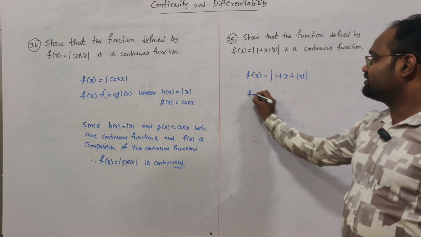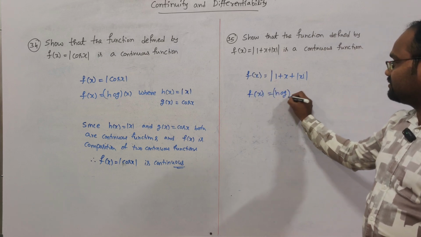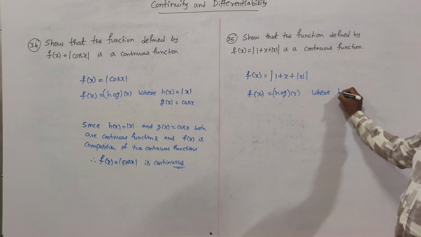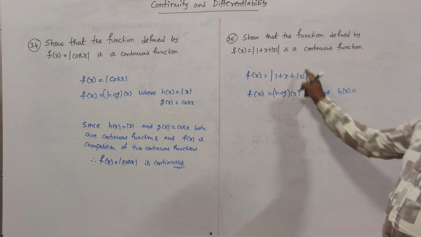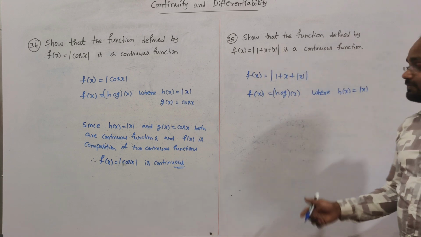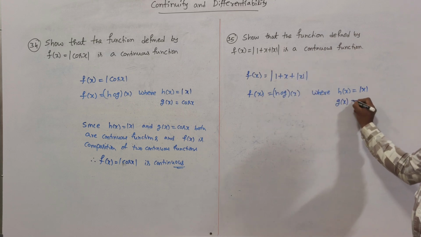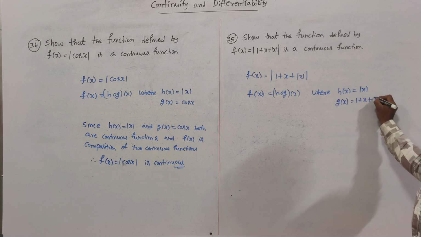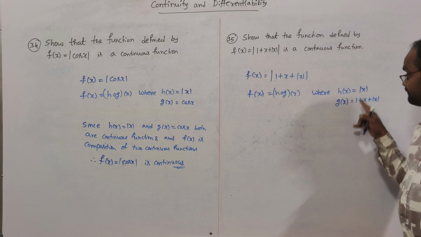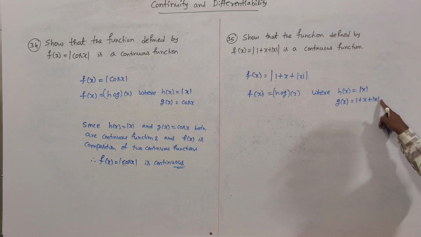So this can be taken as h of g of x, where h of x is what, this outer function, the total mod x is there, so mod x is the h of x function. And g of x is this inner function, g of x is 1 plus x plus mod x. Now look, mod x is a continuous function, 1 plus x is a polynomial, plus mod x is a continuous function.